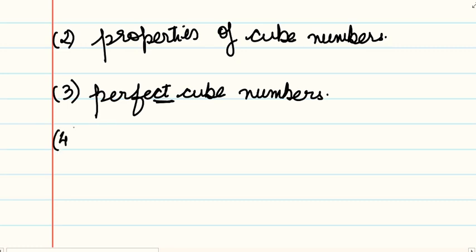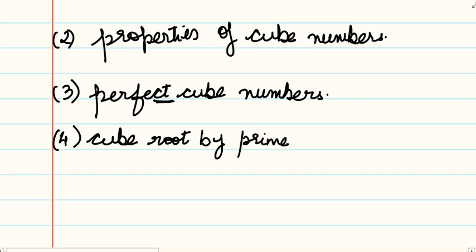The fourth point, which is very important: after this chapter, we'll be able to find the cube root. As you have calculated square root, the same thing for cube root, we'll have only one method, that is the prime factorization method.